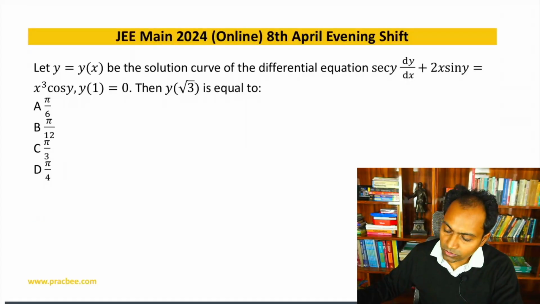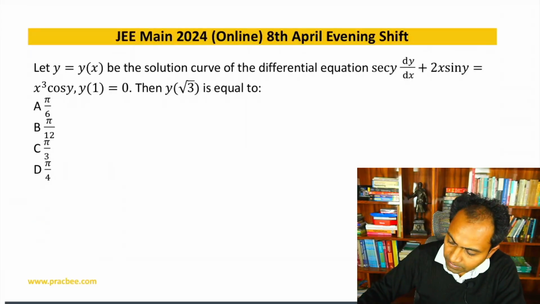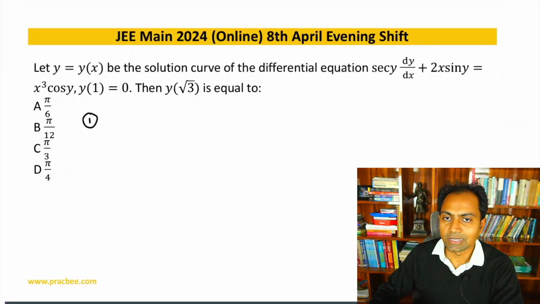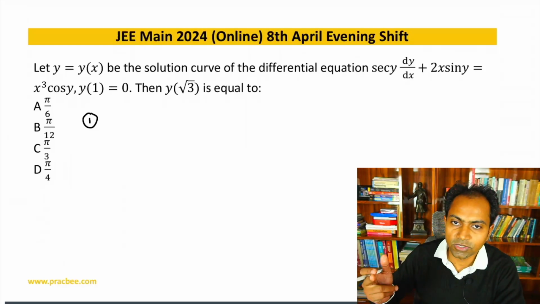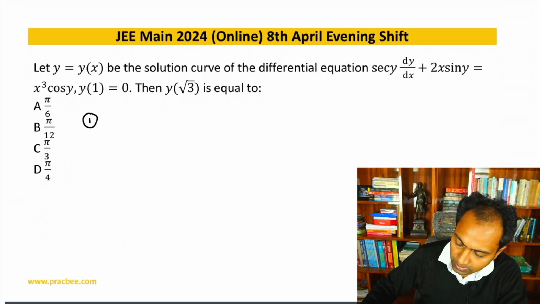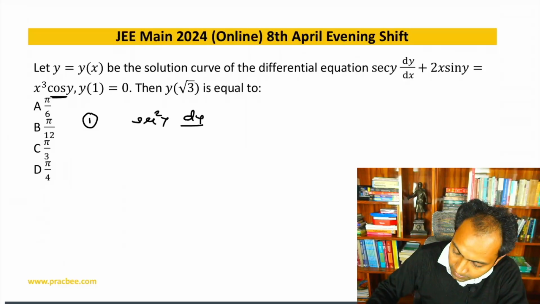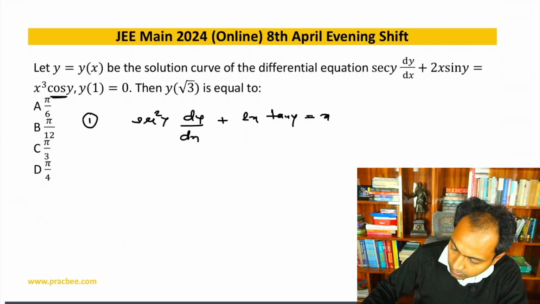Now if I look into this 2024 question, a very simple thing to observe would be, if I want to solve this, it is neither a linear differential equation in x or y, but if I do some substitution, it will still be solvable. So what I can do is take this cos y written on the right hand side and divide throughout. So this will become sec square y dy by dx plus 2x tan y will be equal to x cube.